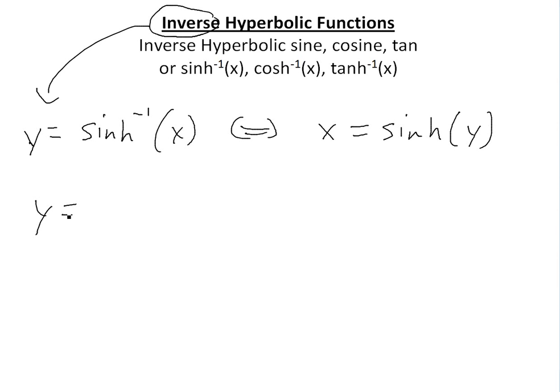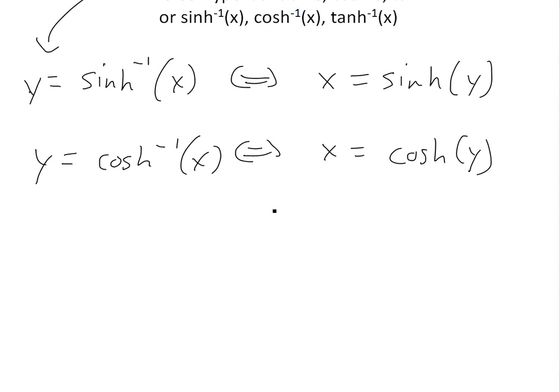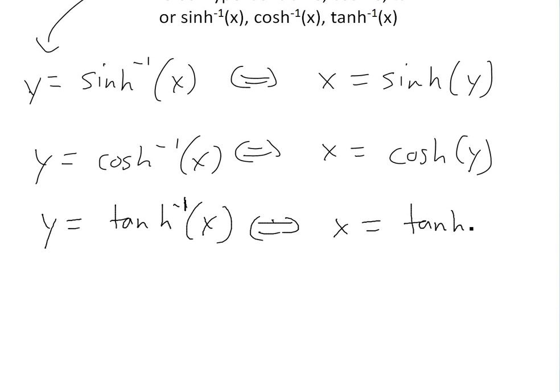And then similarly for cosh, or hyperbolic cos, you're going to have x is equal to cosh y. And similarly for tanh, or hyperbolic tan inverse, just put the -1 up there. Again, this one's equal to tanh y.